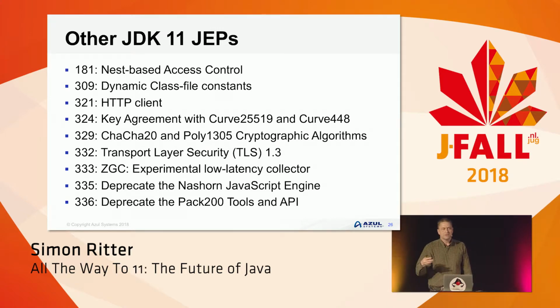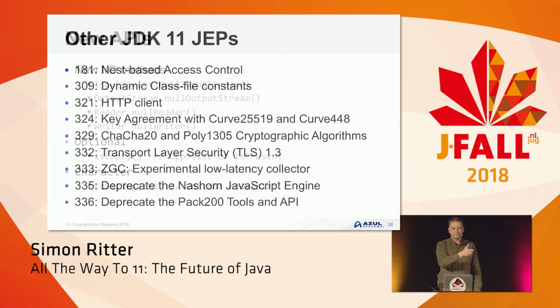There are a number of things around elliptic curve cryptography and using different algorithms to do various different things. So if you want to find out more about those, I suggest you read the JEPs on those. Transport Layer Security 1.3, that's good, helps to avoid some of the problems. ZGC is an experimental low latency collector. It is still very much experimental. People I've spoken to have said, yep, it's got some interesting results, but it does tend to crash a lot. Nashorn and Pack200, as I said, have been deprecated in JDK 11, so at some point they will be removed.